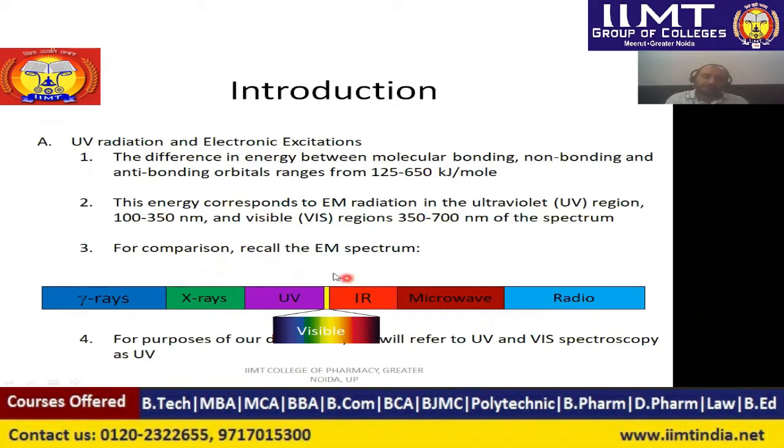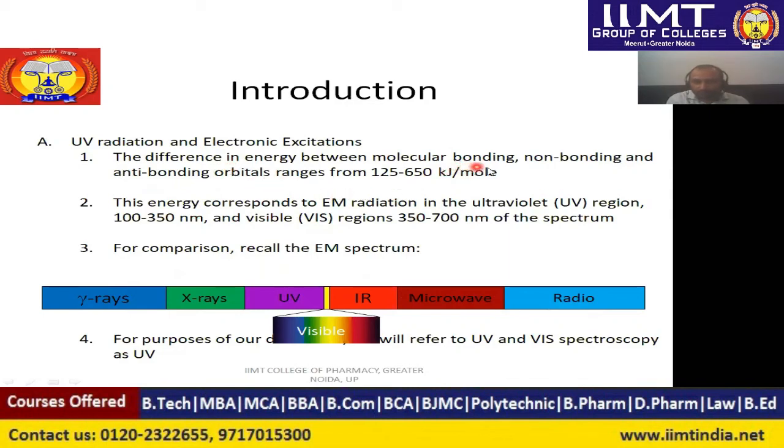In spectroscopy, we generally deal with these three: UV, visible, and IR, and sometimes we also deal with the radio waves. So this has, you can say, the highest energy, and this has the highest wavelength. On the basis of this, this is the electromagnetic spectrum. You can see the UV radiation and electron excitations. I have already told you about this.